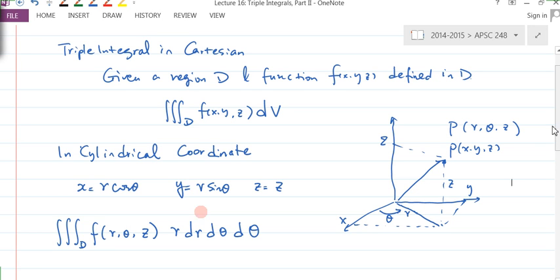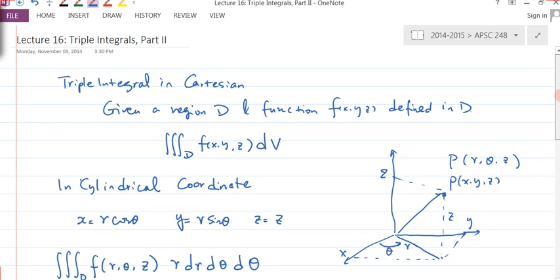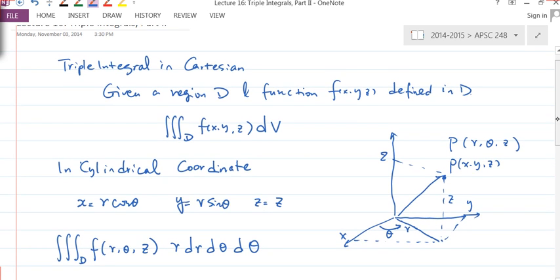Okay, so let's continue on the triple integral, and we're going to finish the triple integral today. Just a quick review of what we learned from the previous lecture. In the previous lecture, we learned how to evaluate a triple integral in Cartesian coordinates.